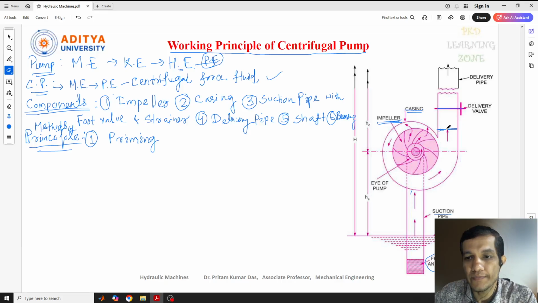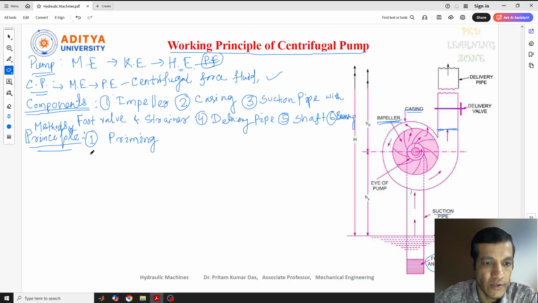In the outlet of this, we need to pour water with the help of some mugs or buckets. You pour water until this whole part is filled. Any air bubbles that are there should come out, and it should be filled with water, so that there is no chance of pressure difference and no chance of cavitation. To avoid that, we do the priming. So initially we need to do the priming before starting the pump. That is the first one.